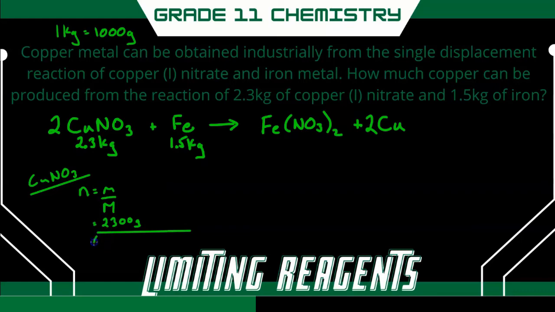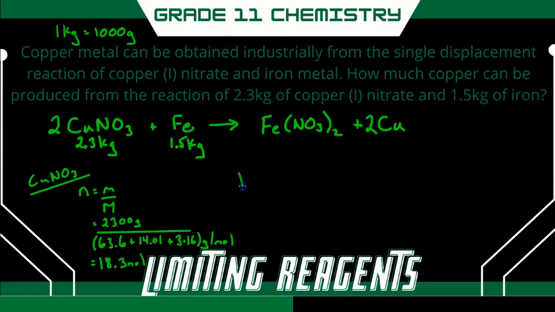So let's start with copper. On our periodic table, copper has a molar mass of 63.6 grams per mole, plus nitrogen, which is 14.01, plus we're going to have 3 oxygens, each being 16 grams per mole. And so that'll give us 18.3 moles of copper nitrate.